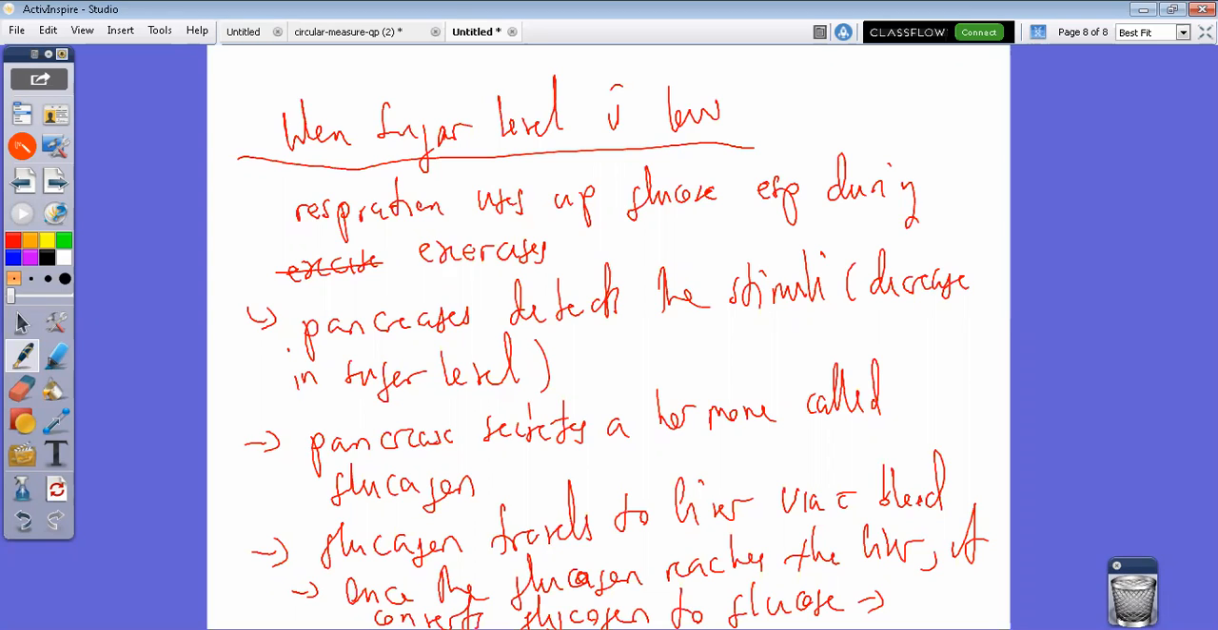So your homework is to go and look. We have issues where your insulin is malfunctioning, which leads to type 1 and type 2. Go and read on type 1 and type 2 diabetes before the next lesson. Clear?